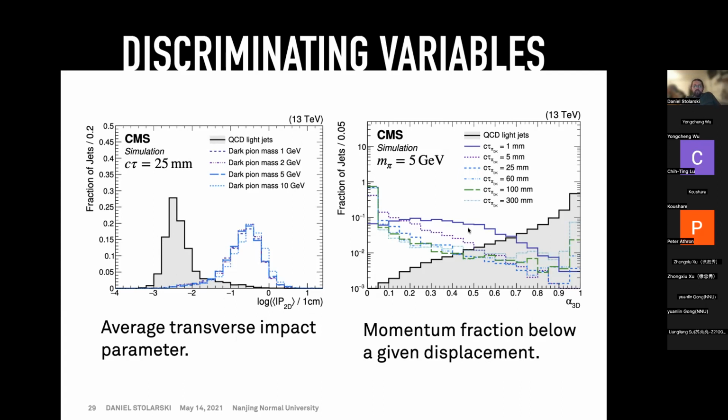And the other one is the momentum fraction below a given displacement. So you count up all the tracks that are displaced by a certain amount, and you ask what fraction of the momentum of the jet is carried in those tracks. Or you flip it: QCD is going to peak around 1 for the fraction below a given displacement, while the signal is going to peak around 0.